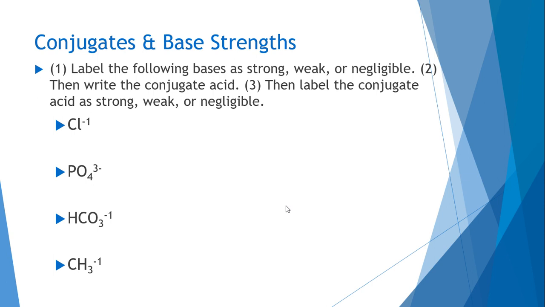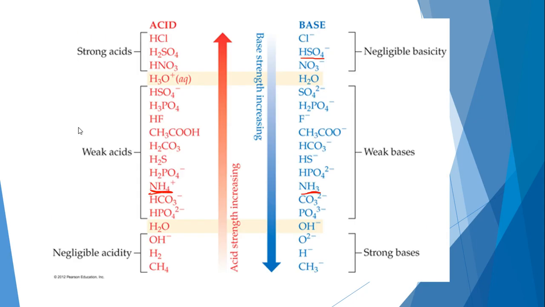What if I did the opposite? What if I had you guys label the following bases as either strong, weak, or negligible, write the conjugate acid, and then we're going to label those conjugate acids as strong, weak, or negligible. So remember, all of these are bases here, so let's just go through and see if they're strong, weak, or negligible. We're going to start with Cl negative 1. Note that if we're doing this, we need to look on the base side since we said these were all bases. So Cl negative 1 is going to be a negligible base.